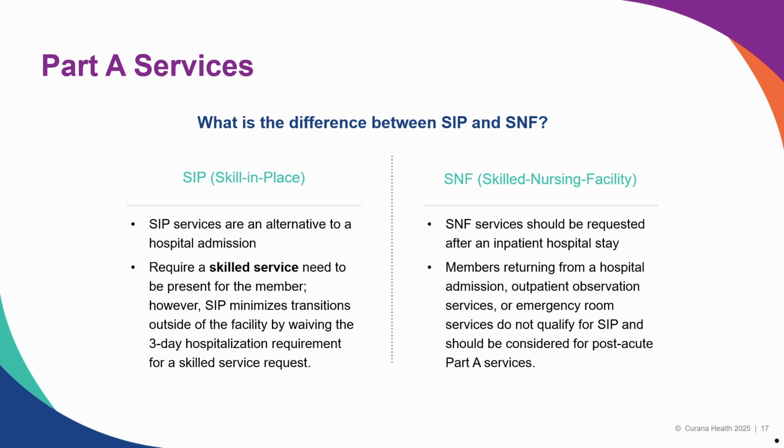What is the difference between skill-in-place and skilled nursing facility? Skill-in-place services are an alternative to a hospital admission. It requires a skilled service need to be present for the member. However, skill-in-place minimizes transitions outside of the facility by waiving the 3-day hospital requirement. Skilled nursing facility services should be requested after an inpatient hospital stay. Members returning from a hospital admission, observation services, or emergency room should be considered for the post-acute Part A services.